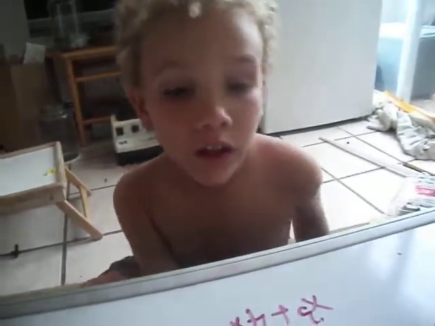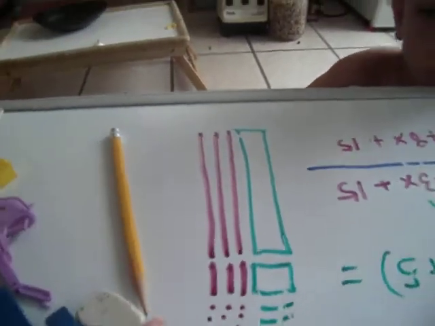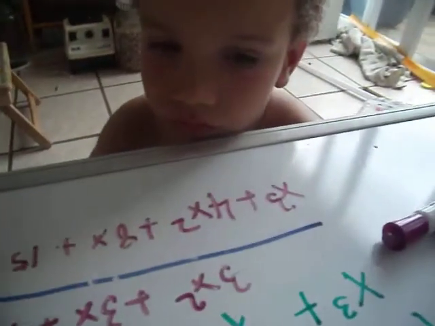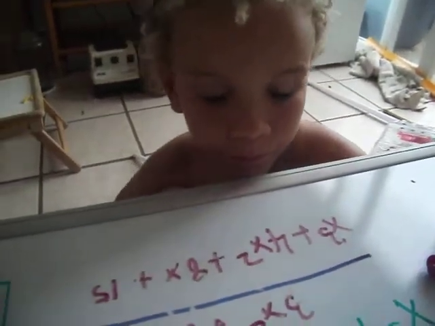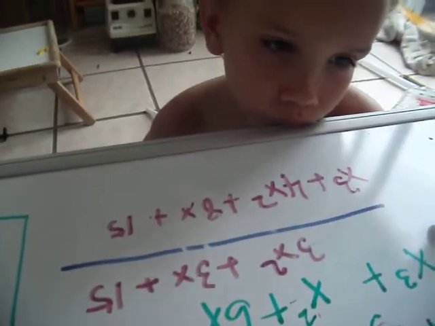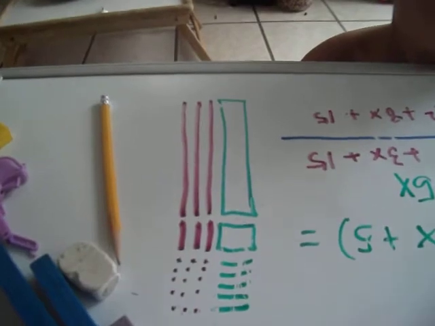Actually, I have x squared, x, and 5, three times. There they are. See them over here? X squared, x, and 5, and there's 3 of them. Yeah. And there's 3x squared plus 3x plus 15.